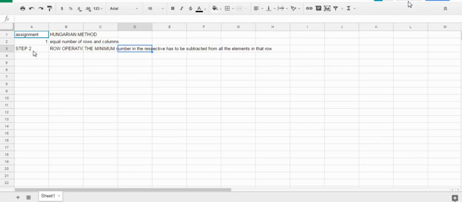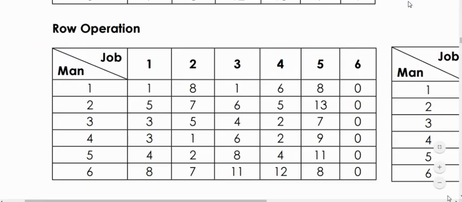Okay. Now we'll come to step 3. So what is step 3? Step 3 is a column operation. So what is a column operation here? Column operation is the minimum number in the respective column has to be subtracted from all the elements in that column. So just like the row operation, we will be doing a column operation now.